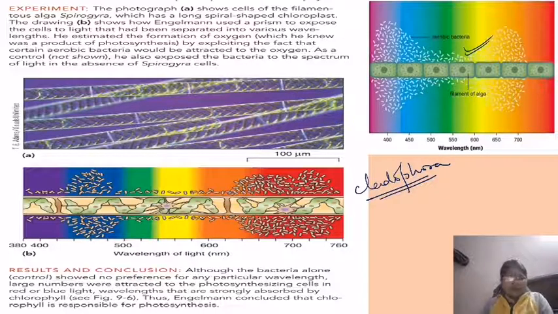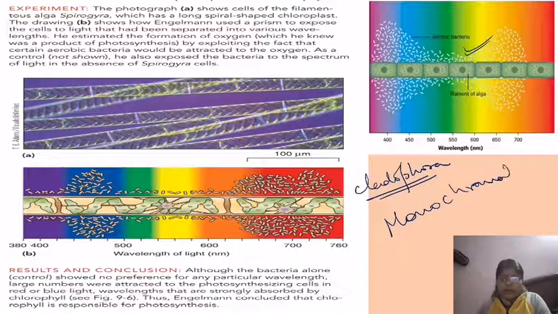Now what did they see? What they did basically in this experiment, I'm trying to tell you, is that they produced monochromatic light. I hope you understand the word monochromatic light.